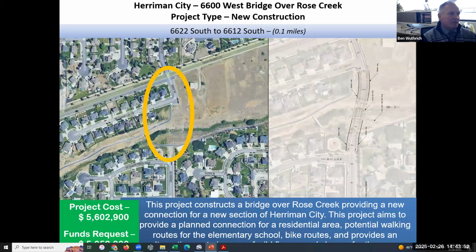The next project is a request from Herriman City. This is to construct a facility or a bridge over 6600 West from 6622 South to 6612 South, about 1/10 of a mile in length. Estimated project cost is 5.6 plus million. Funds being requested are a little more than $5 million.